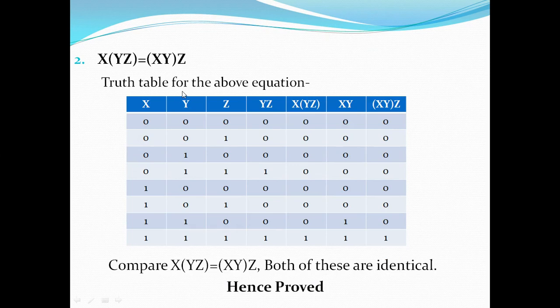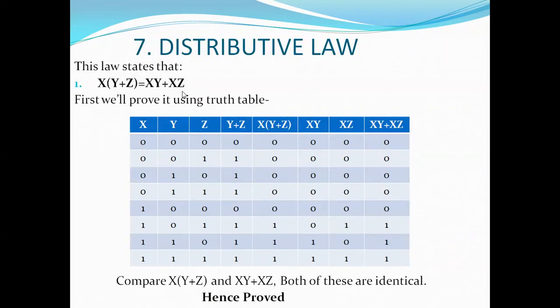Fine. This theorem is also proved. Now the next theorem is the distributive law. The distributive law states that x within bracket y plus z is equal to xy plus xz. This theorem you have done in mathematics also. So again, either prove it using a truth table or algebraically.